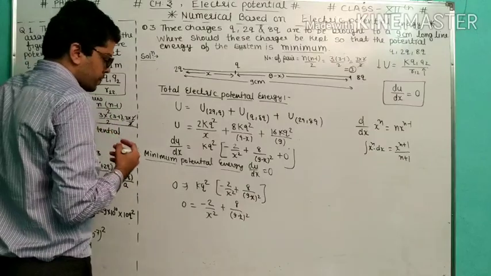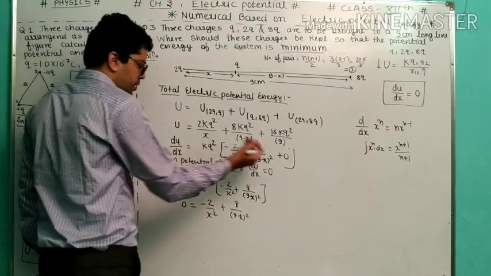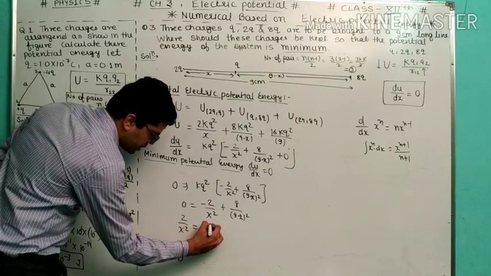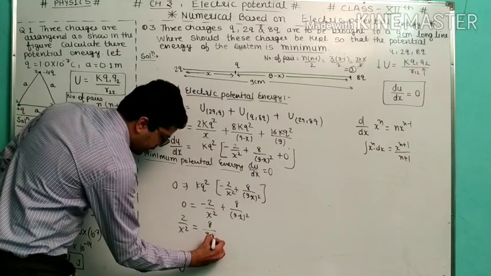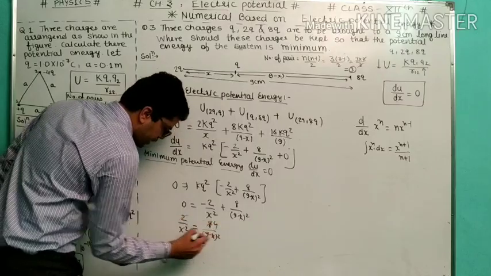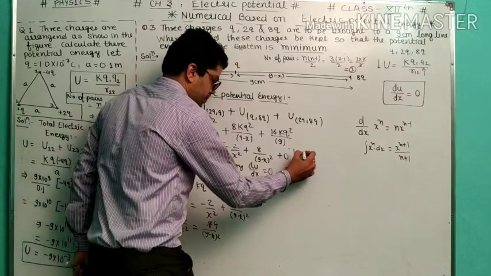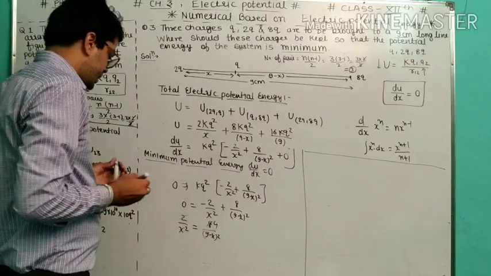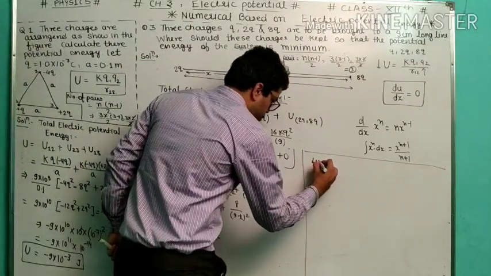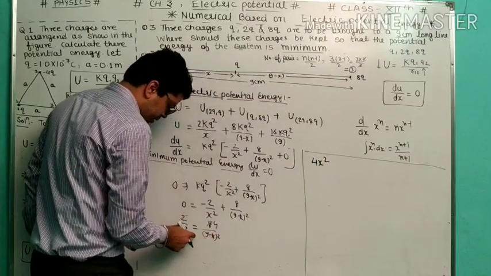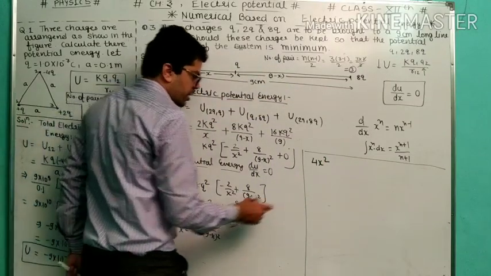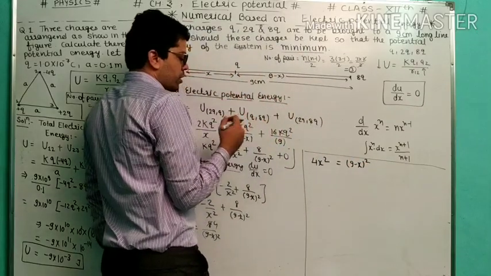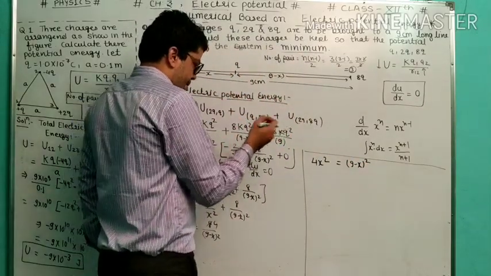Now we have to do the transfer. This negative term becomes positive: 2 by x square equals 8 by (9 minus x) whole square. It is 4 times. So, the remaining steps I am doing on the right hand side: 4x square, because you multiply 4 into x square, equals (9 minus x) whole square.